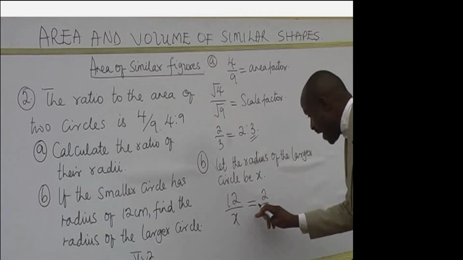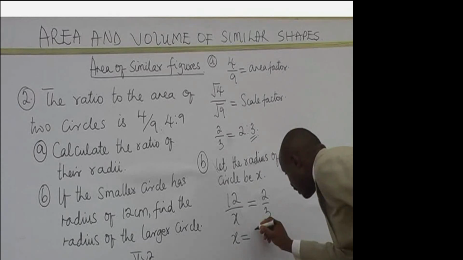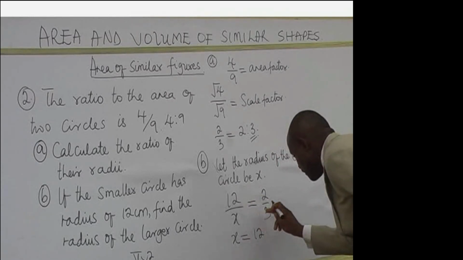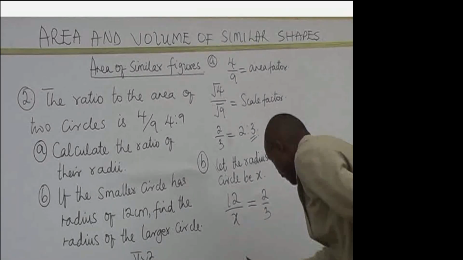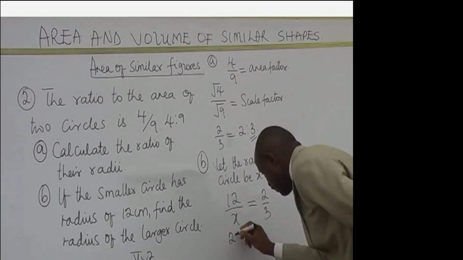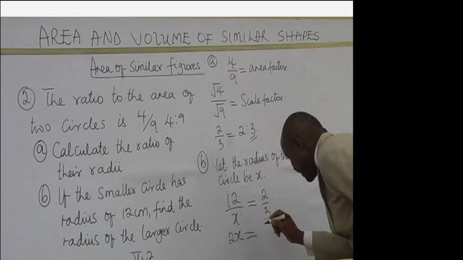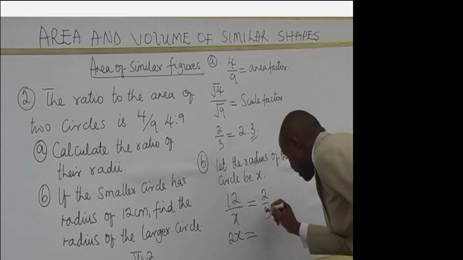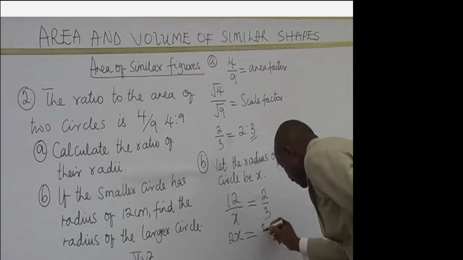Remember, in this scale factor, 2 represents the small circle, while 3 represents the big circle. If you cross multiply here, you discover that x is going to be 12 times, or let me do it completely so that you don't get confused. x times 2 will give you 2x is equal to 12 times 3. 3 times 2 is 6. 3 times 1 is 3.